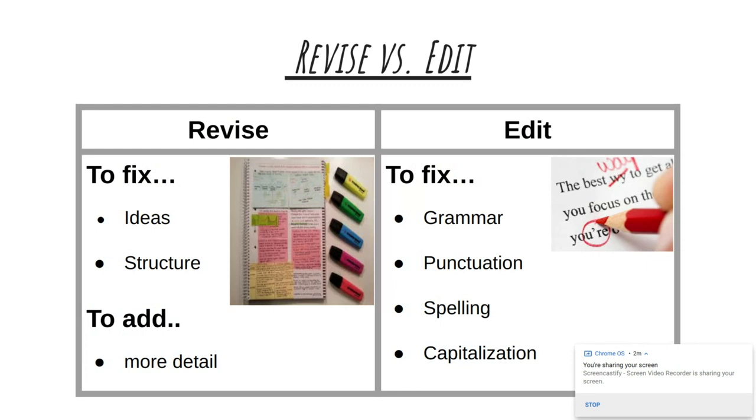Let's talk about the differences between revising and editing. Revising is when we fix the ideas or the structure or we add more detail to something. So that's kind of like the meat of your assignment. So if there is something where I need you to switch the order of something, or I want you to add more dialogue or more description, that would be counting as something that you're revising. To edit something, you have to fix the grammar, the punctuation, the spelling, or the capitalization. So you're looking for these types of errors.